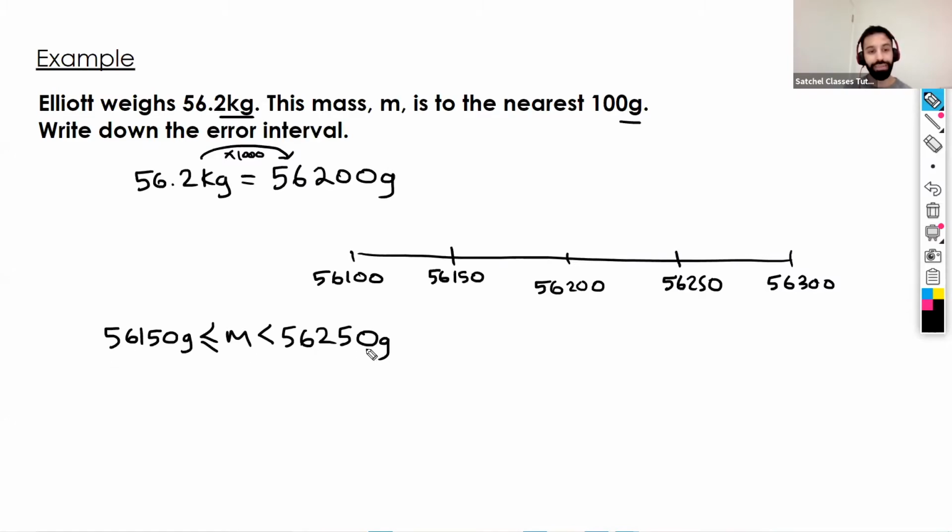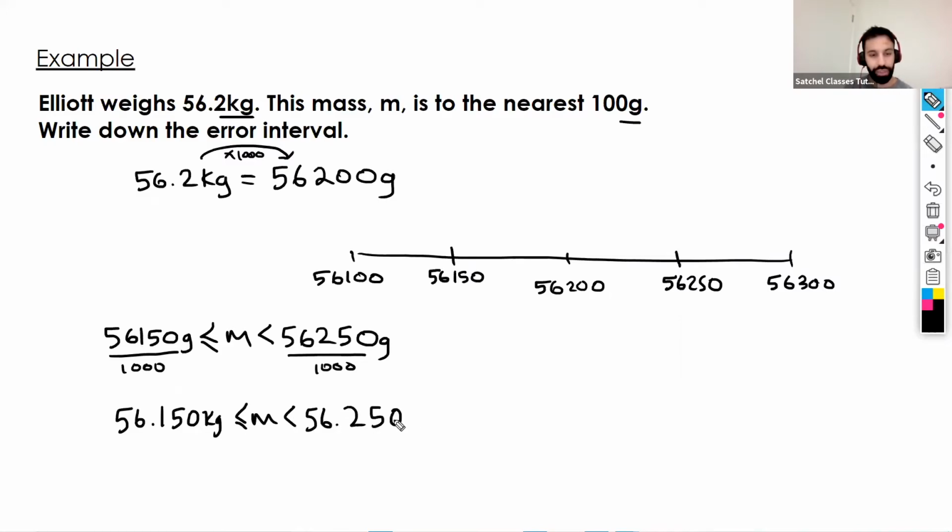And because we've written it in grams and the question doesn't specify whether to give our answers in grams or kilograms, we can leave our answer like this. But if you wanted to work in terms of kilograms, you can simply divide both numbers by 1,000. And what we get is going to be 56.150 kg. And then we would get 56.250 kg.